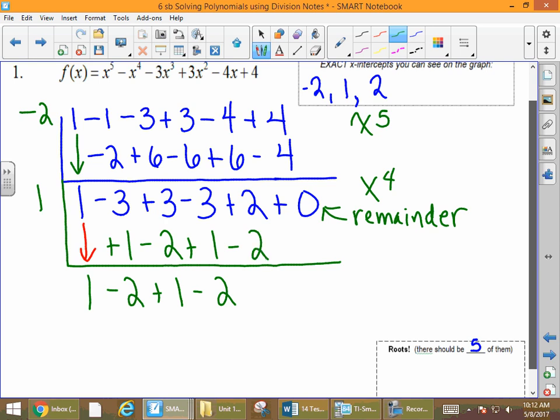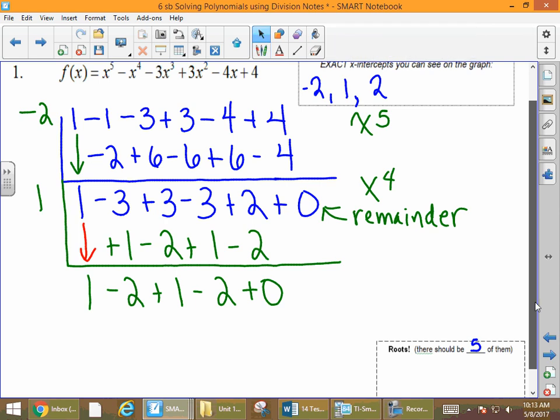+2, -2 is 0. Again, we can write +0 or -0. It doesn't make any difference because 0 doesn't really have a sign. But we better end up with 0. If 1 is truly a root, then we better get 0 when we divide at the end. And we do.